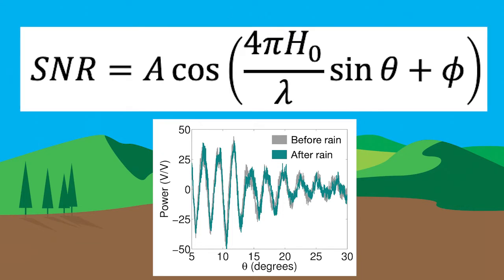This is the equation for a sine curve as a function of elevation angle with amplitude A, a frequency term, and a phase offset. What you can do is fit this sine curve to each interferogram to estimate these parameters, and then look at changes in the parameters themselves with time. Let's take a look at these parameters, or SNR metrics, as we used to call them.